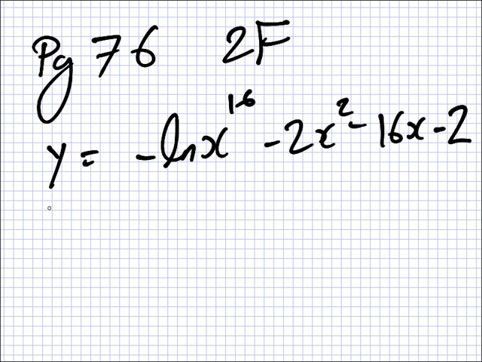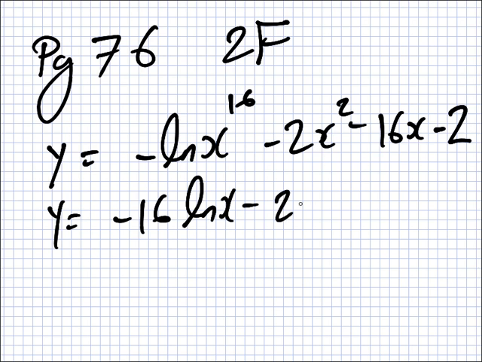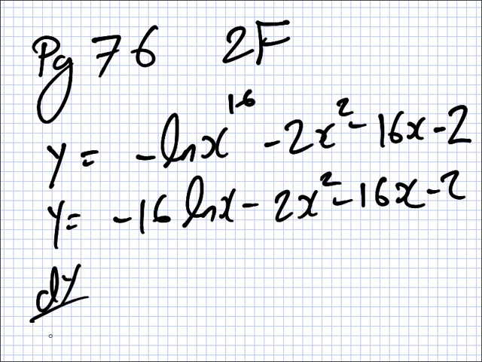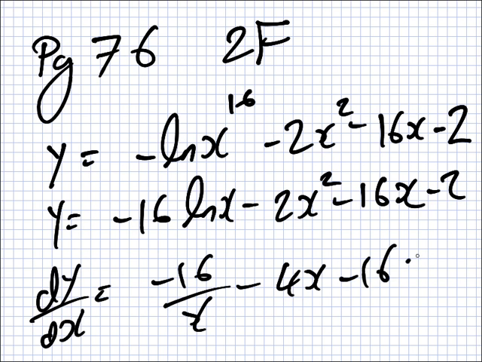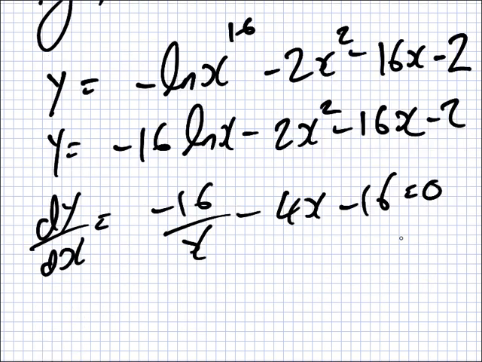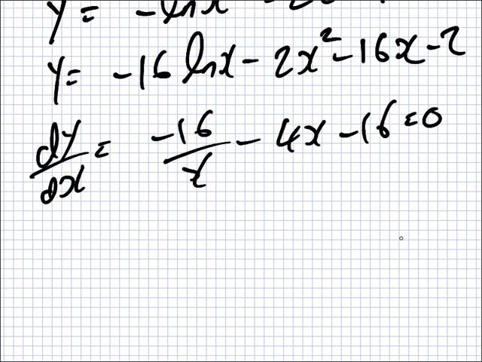Right, so first we'll bring that 16 down. It's going to be negative 16. Now we'll get the dy/dx. First I will divide by 4. So minus 4 over x minus 4 equals 0.